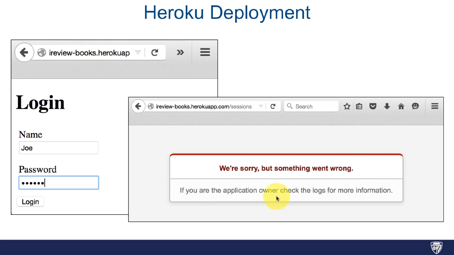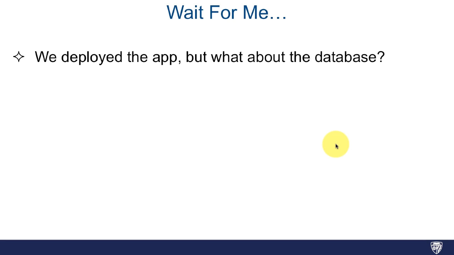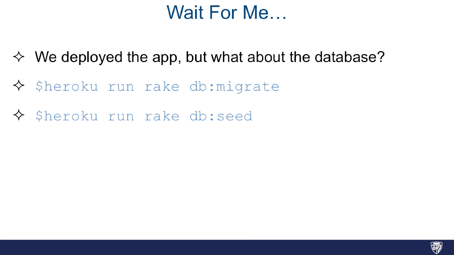If you're the application owner, check the logs for more information. Now, why is this happening? Well, this is happening because we deployed the app, but we haven't really pushed our database structure to Heroku. So to do that, we're going to run rake db:migrate, and then we're also going to run heroku run rake db:seed, which will populate the preliminary seeds file, the seeds.rb file, to Heroku.